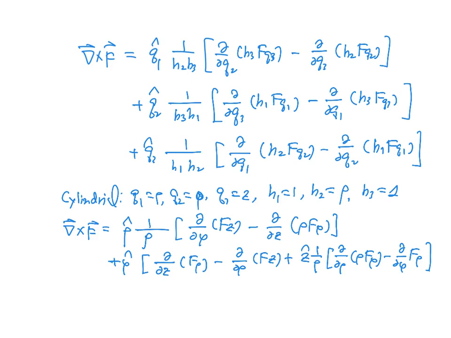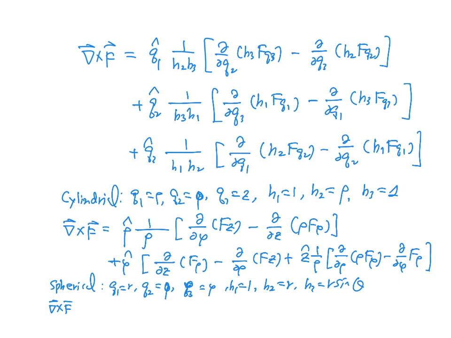Spherical coordinate. Q1 is R, Q2 is theta, Q3 is phi, H1 is 1, H2 is R, H3 is R sine theta. So a bit more complicated. So I really like a small letter. Curl F, R. So H2, H3, R squared sine theta.